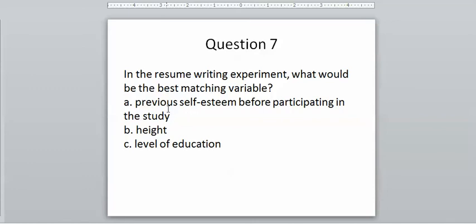Well, one thing that you would definitely want to make sure of in this resume writing experiment is that the two groups had equal self-esteem at the beginning of the experiment. Because if we're looking at whether resume writing increases self-esteem, we want to know that the two groups had equal self-esteem at the beginning of the study. That way, if the resume group ends up having higher self-esteem at the end of the study, and the no resume group ends up having lower self-esteem at the end of the study, then we can be confident that the resume did have an effect on self-esteem. So it would be a good idea to match on previous self-esteem, just so that the two groups would have equal self-esteem going into the experiment.